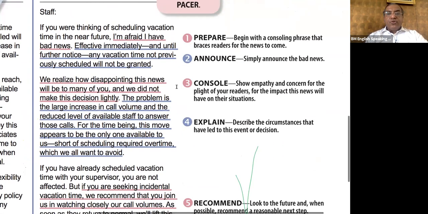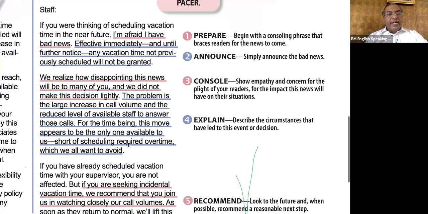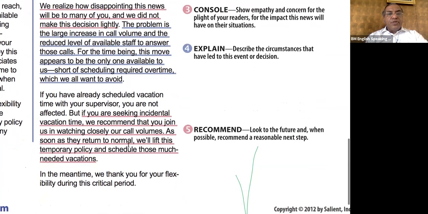The next is consoling. Show empathy and concern for the plight of your readers, for the impact this news will have on their situations. Right. So we realize how disappointing this will be for you, and then explain, describe the circumstances that have led to this event or decision. The problem is the large increase in call volume. So these are the problems we are facing, and that's why we will not be able to give you vacation.